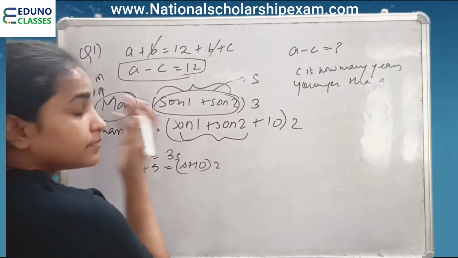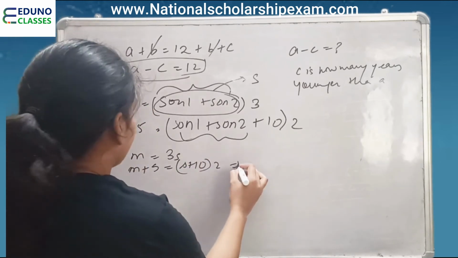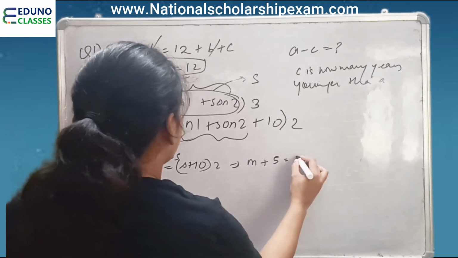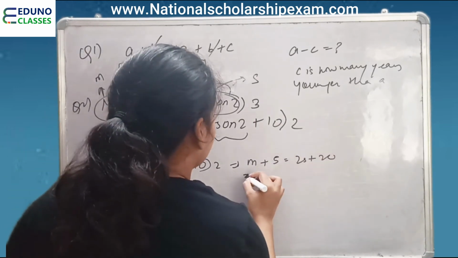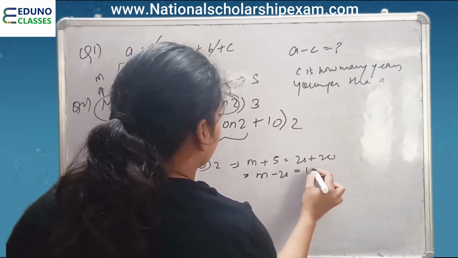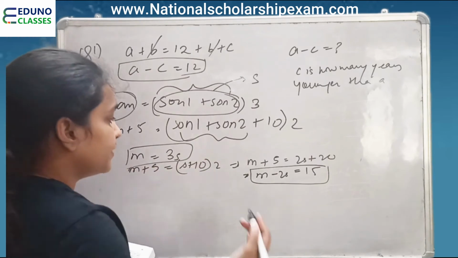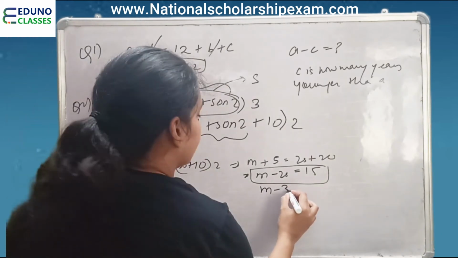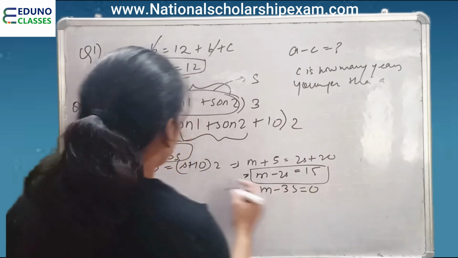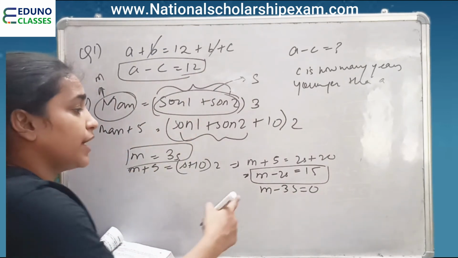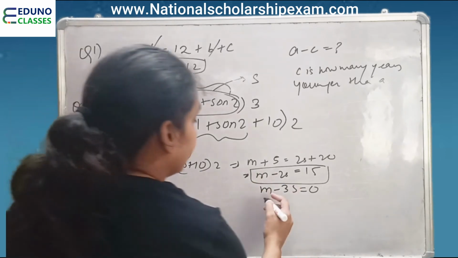and M plus 5 is equal to S plus 10 into 2. Now let us simplify the second equation. Second equation after simplification will give M plus 5 is equal to 2S plus 20. M minus 2S is equal to 15. So this is one equation and this is one equation. How to solve? Easily subtract. M minus 3S is equal to 0, because from this equation we will shift 3S to the left hand side, so M minus 3S will give 0, right?